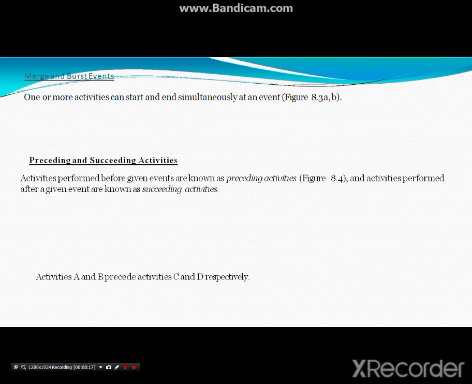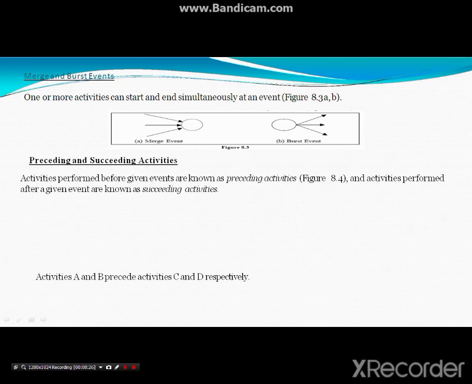Now we will see that one or more activities can start and end simultaneously at an event. So you can merge the event. This is a merging event, this is a bursting event. From an event, many activities can go outside; this is called bursting. When many activities start, that is called a burst event, and when many activities converge or merge or end, that is called a merge event.